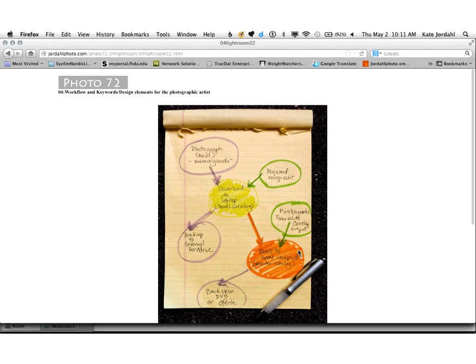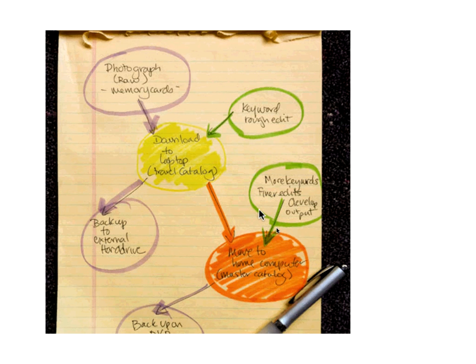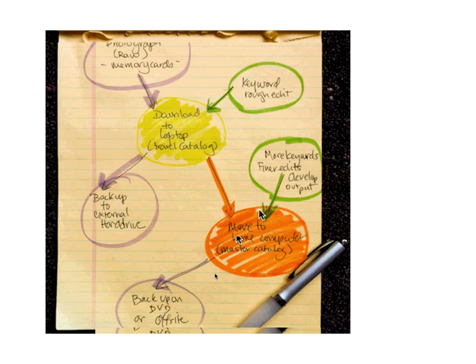Then when I get home, I move it to my home computer for the master catalog. At that point, I'll do more keywords, finer editing, and I will start thinking about output. And then I will back it up. Depending on the project, I will back it up to a DVD, so all of the master files will get backed up to a DVD, or I also have off-site backup set up.